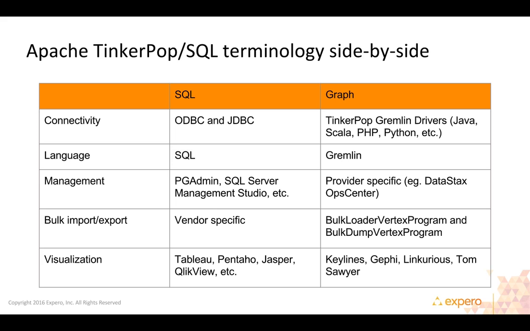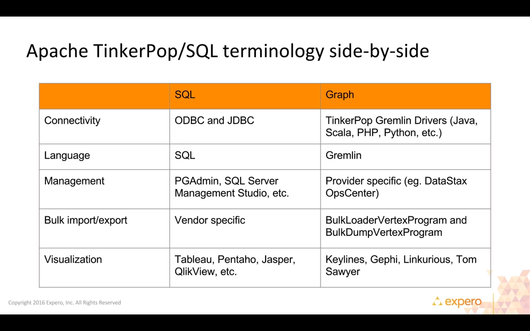Language-wise in SQL, well, that's probably pretty obvious here. It's SQL. On the graph side, we have Gremlin, like I mentioned. Management of these different databases, this is where it gets more vendor-specific, which is really exactly the same in the relational database world. So if you're using Postgres, you're going to use Postgres admin. SQL Server, you're going to use the Management Studio. On the graph side, it's going to depend on who your graph vendor is.